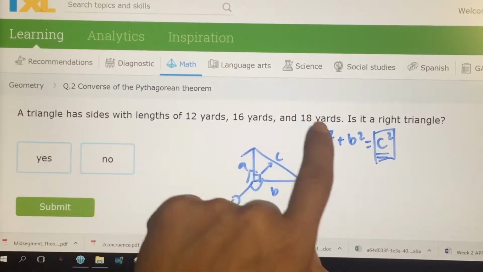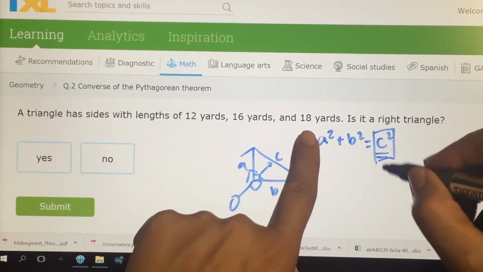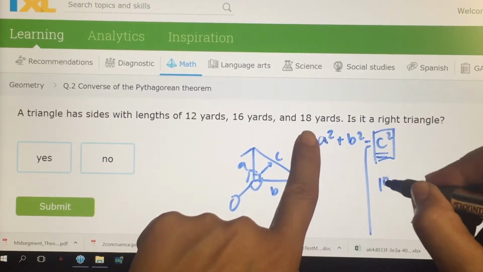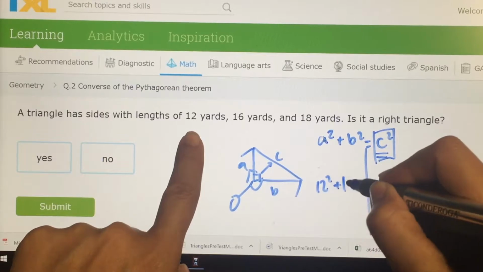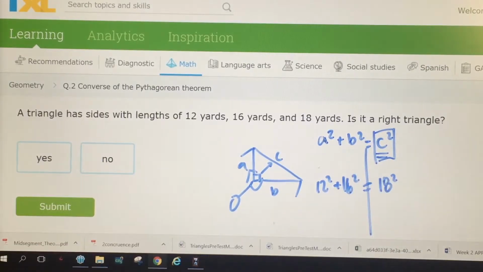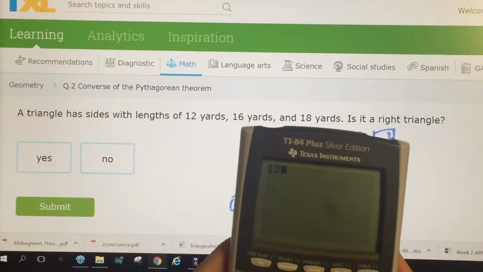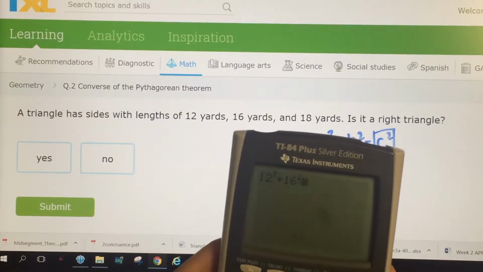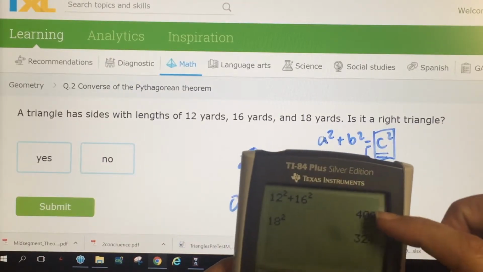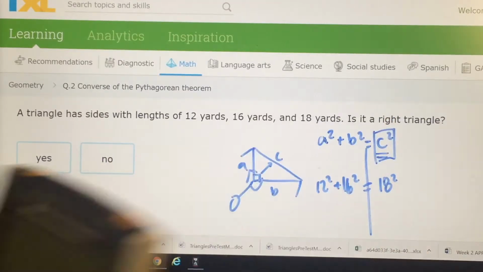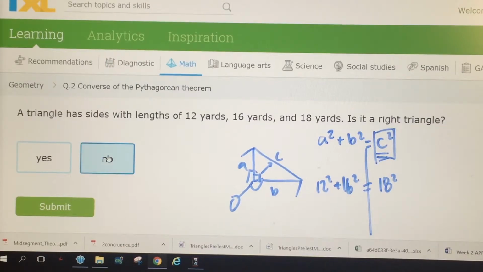So find the longest side, which is 18. So that's going to be my c squared, 18 squared. And everything else doesn't matter. So 12 squared plus 16 squared. And if this is true, then it is a right triangle. So let's go ahead and put that in. So if we said 12 squared plus 16 squared, 400 has to be 18 squared. Is 400 324? It is not. So it is not a right triangle.